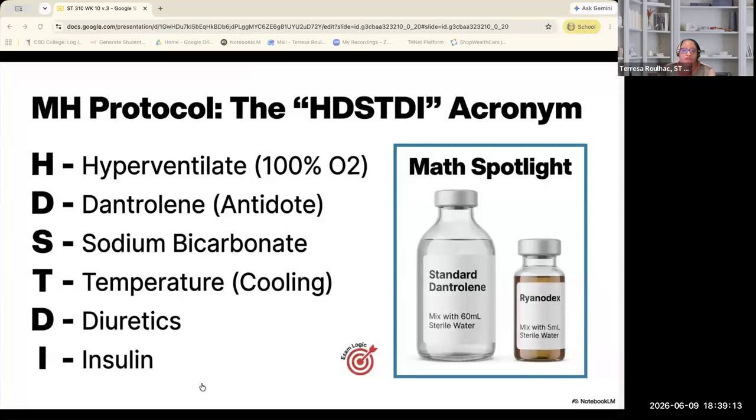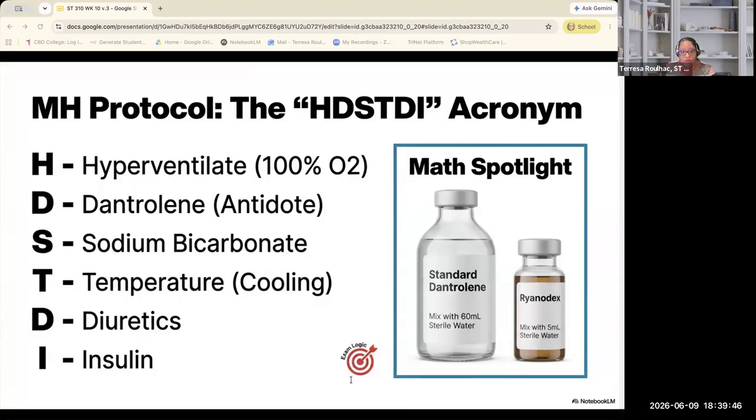Now, once malignant hyperthermia is suspected, the team, we don't stop and debate, is this MH or is it not? We go into action. This is a true operating room emergency, and it requires rapid intervention because at this point now we're trying to save the patient's life. One way to remember the major treatment steps is the acronym HD STDI. HD STDI. Also, you guys can take screenshots just so you guys know.